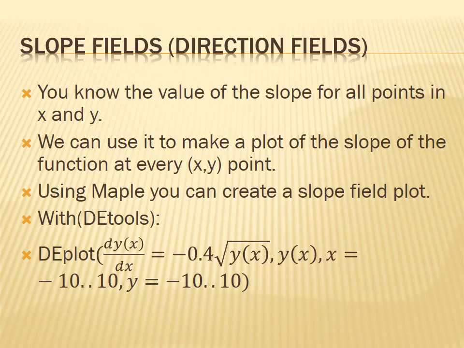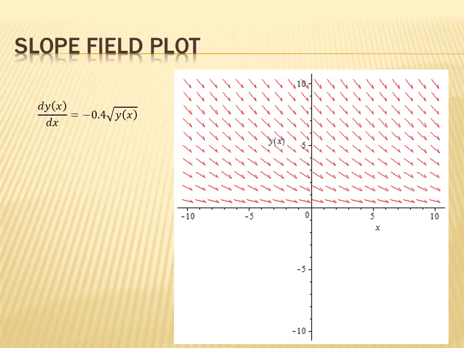So what does a slope field or direction field look like? It kind of looks like this. So here's our differential equation: the derivative of y equals minus 0.4 times the square root of y. Now you notice I have y of x here and y of x here. Maple likes to know that the dependent variables depend on the independent variables. So you always have to type it into Maple as y of x. If not, it's not going to know y is dependent on x.